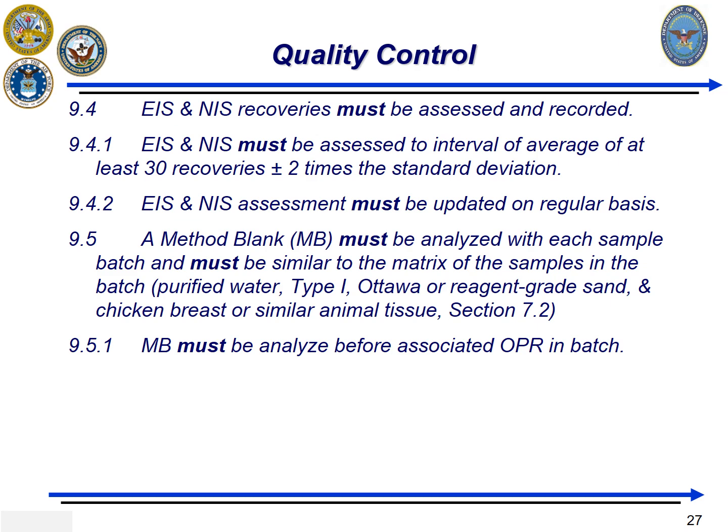The EIS and NIS assessments must be updated on a regular basis. So update those charts on a routine basis. That's also a standard requirement of the Quality System Manual. A method blank must be analyzed with each sample batch and must be a similar matrix to the samples in the batch. That was previously stated also in section 7.2. The method blank must be analyzed before the associated OPR in the batch or LCS of the batch.